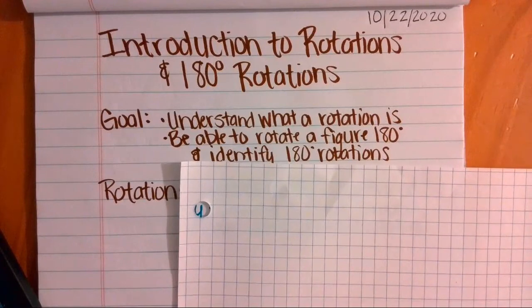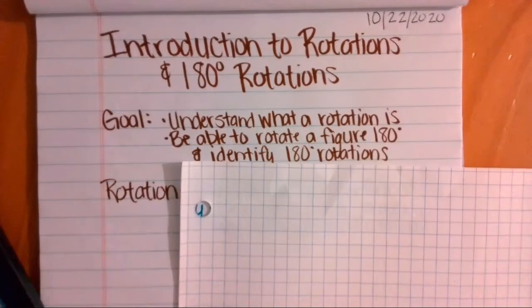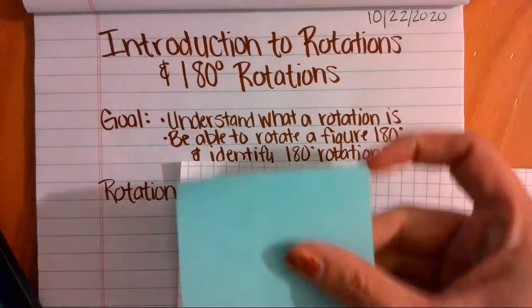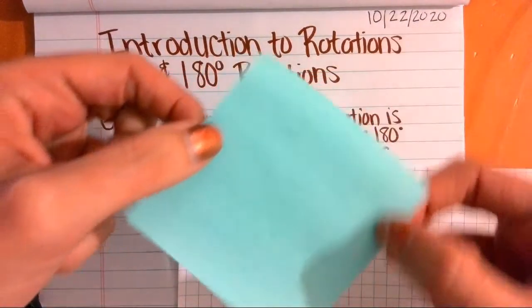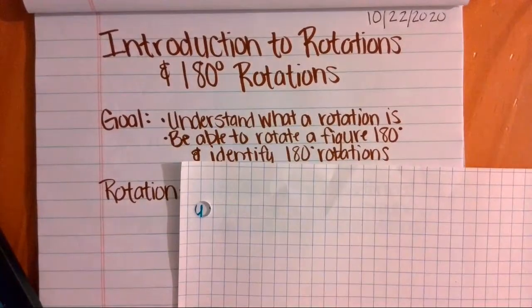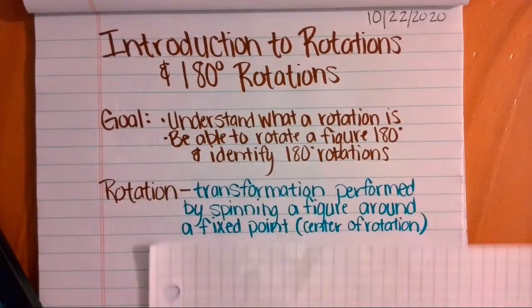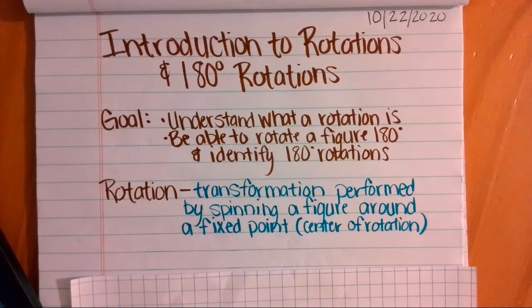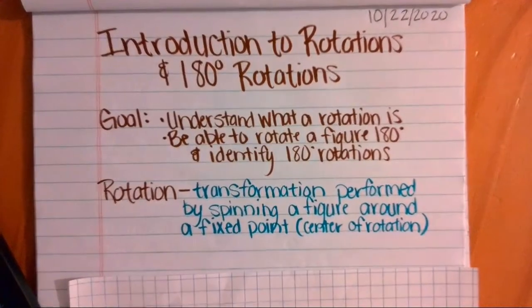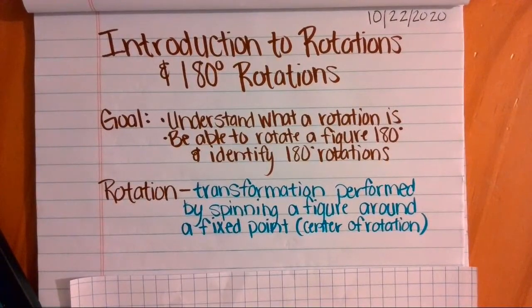So when we think about a rotation, we think about a figure spinning or rotating. For our definition, we have that it's a transformation performed by spinning a figure around a fixed point. That fixed point is called the center of rotation. So anytime that we spin a figure around a fixed point, that's a rotation.